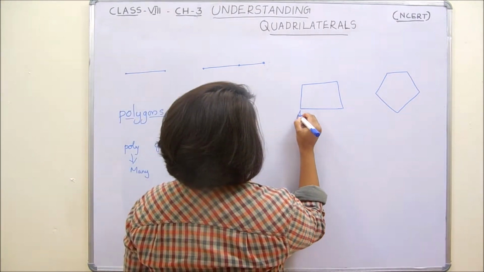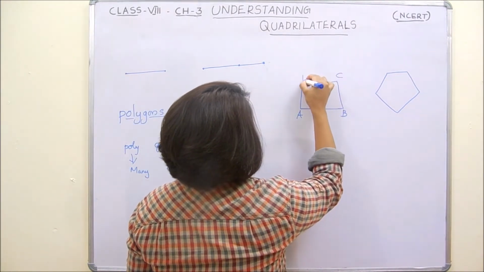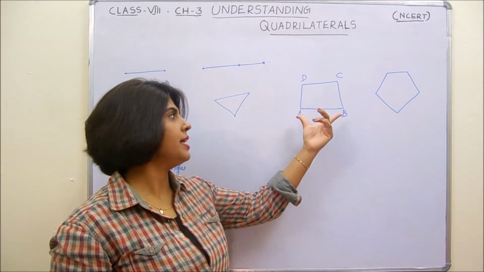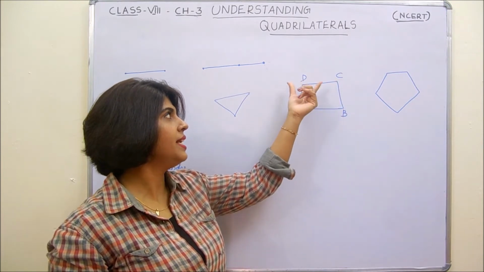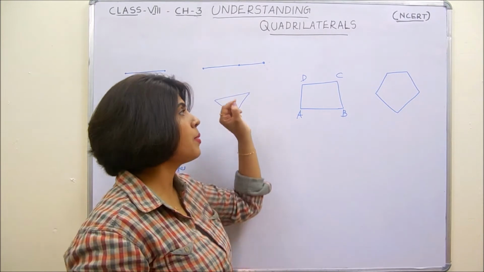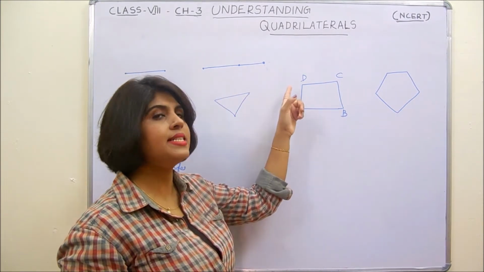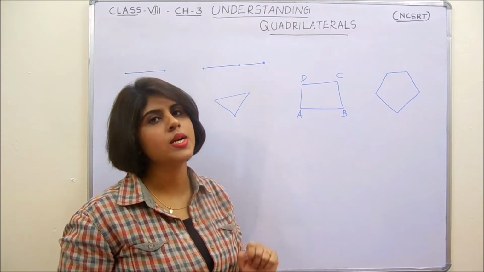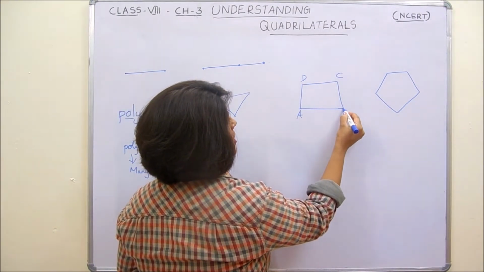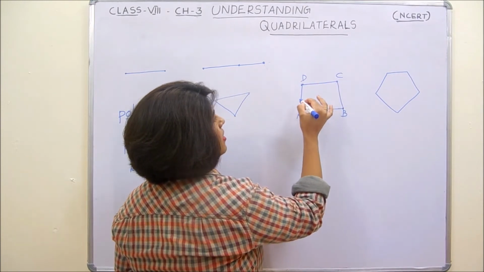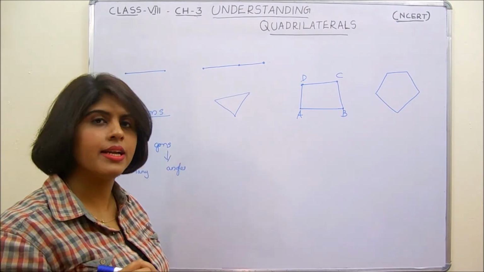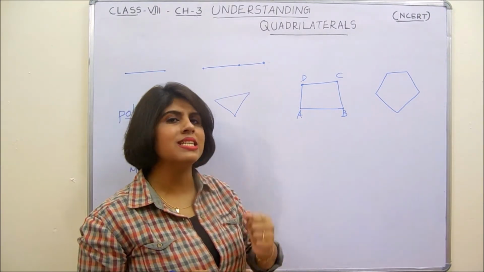Let us consider this quadrilateral ABCD. Then the sides of this polygon are AB, BC, CD and AD. Right? And what are vertices of a polygon? The points where the sides meet are known as vertices of polygon. Here A, B, C and D are vertices of the polygon ABCD. Clear?